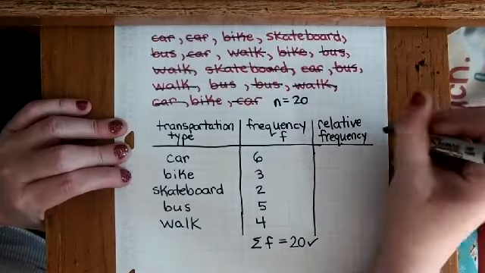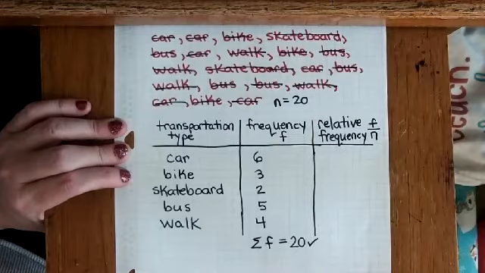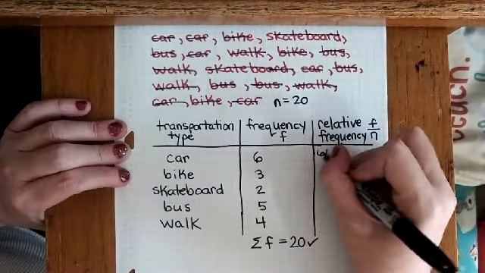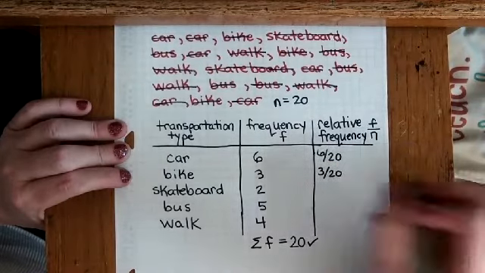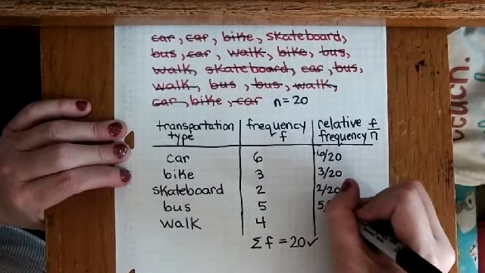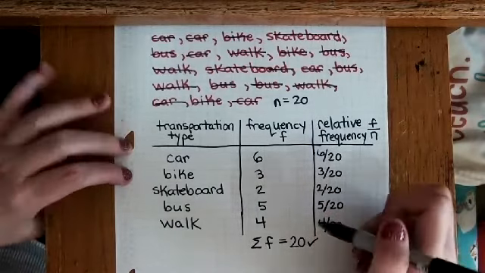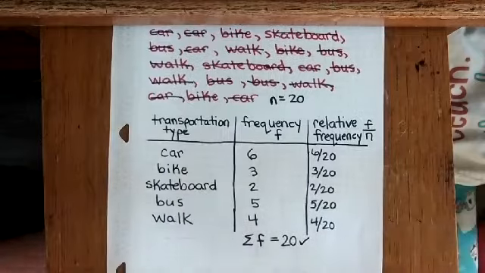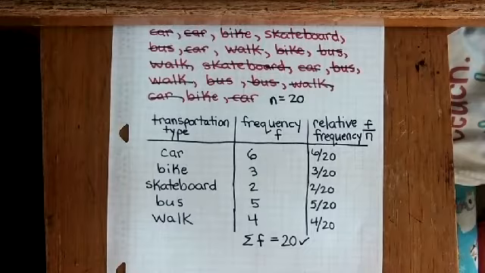Now, to build the relative frequency into our table, what we're looking at is our F divided by N. So 6 divided by 20, 3 divided by 20, 2 divided by 20, 5 divided by 20, and 4 divided by 20. Now, often we write this in decimal form, and sometimes we write it in percent.